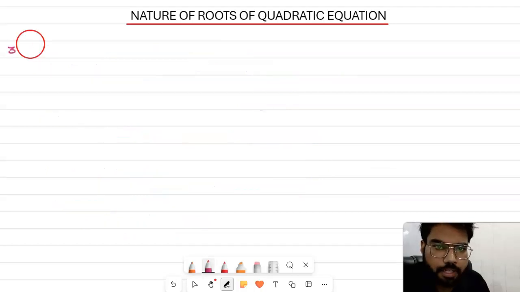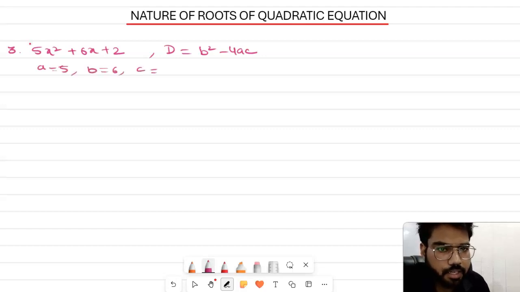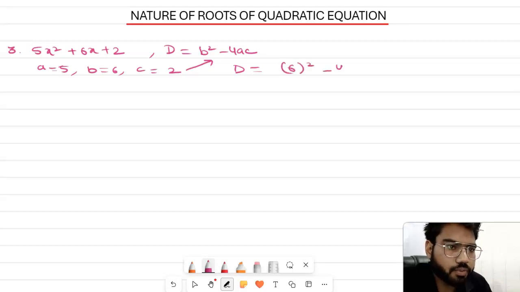So example number third is 5x square plus 6x plus 2. So first of all we will find the value of discriminant d is equal to b square minus 4ac for this equation. Here a is 5, b is 6 and c is clearly 2. So putting these values in this formula we will get d as b square, that means 6 square minus 4 into a. What is a? A is 5 into c. C is 2. So 6 square is 36 minus 4 into 5 into 2, which is 40. So d is minus 4.